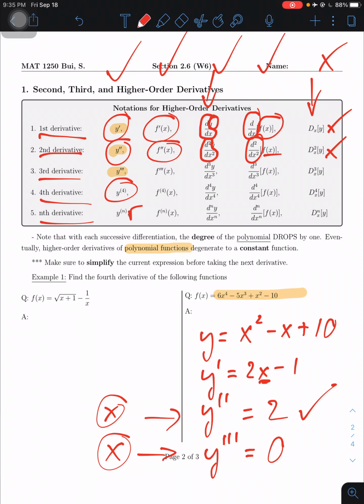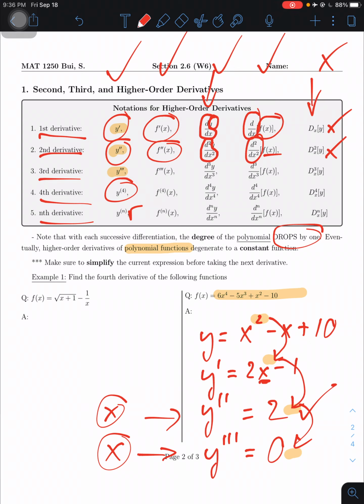And what do I mean by dropped down by 1? The highest power in here is 2, right? When we take the first derivative, we get down to x to the first power, which is just x. And then we don't even have x in the second derivative, and also not in the third derivative. So that means the power of x in here is 0. We got down from 2 to 1, and from 1 down to 0, and 0 just stays at 0. It's not going to go into negative power anymore, because we're not going to do that, okay?